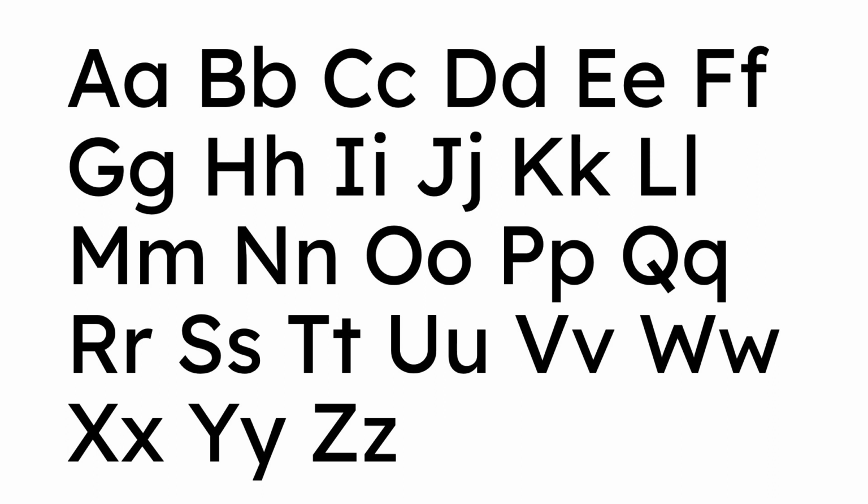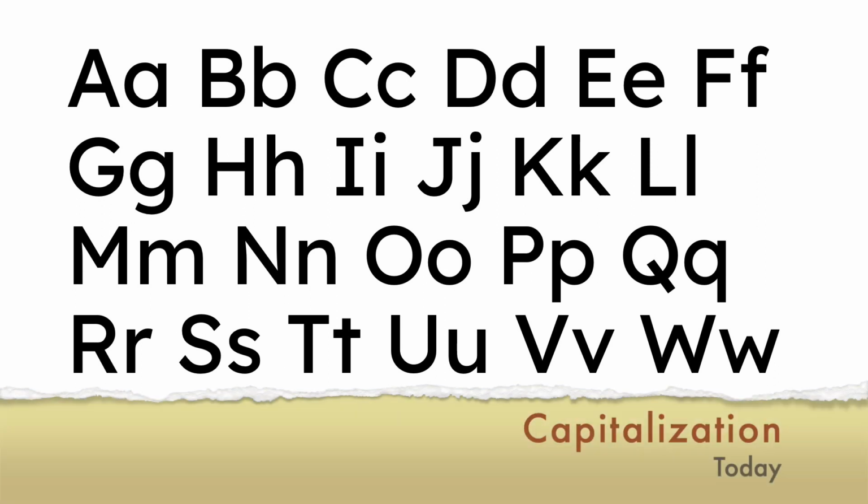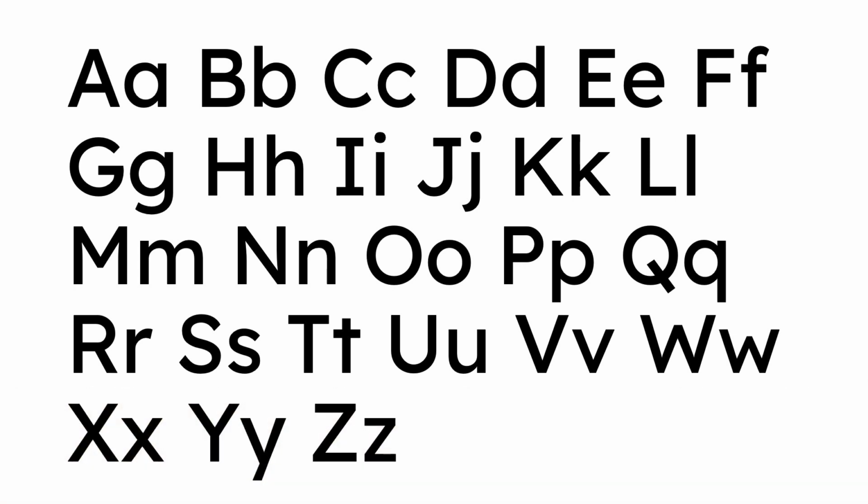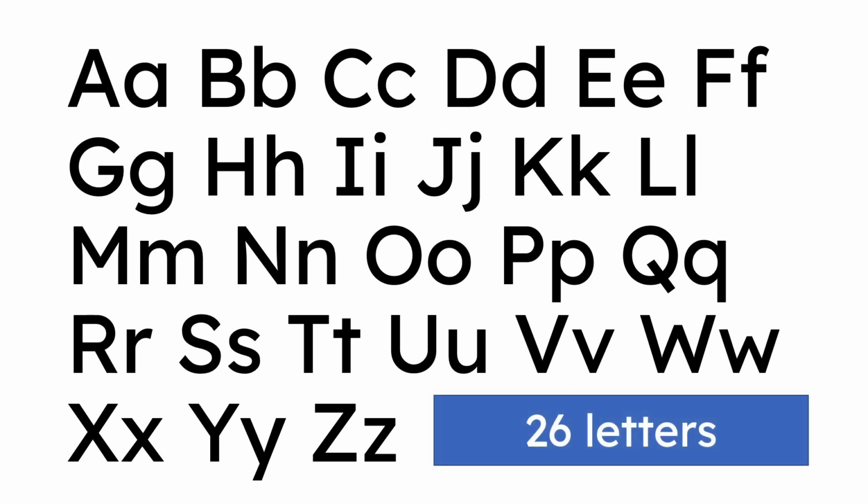Today I'm talking about capitalization. First, we need to talk about the alphabet. The English alphabet has how many letters? 26. But here I see all the letters, and there are actually 52 letters. Why is that? Every letter of the alphabet has two forms, or two kinds. Let me show you.